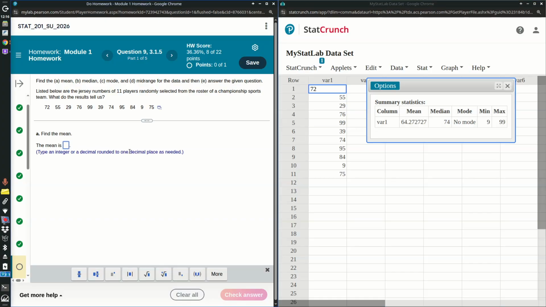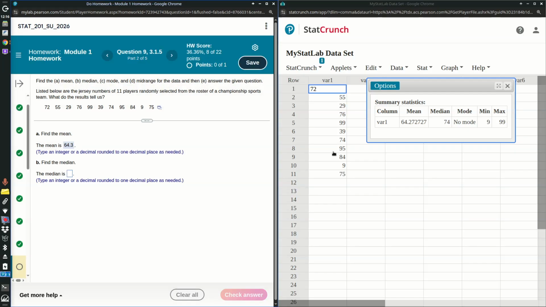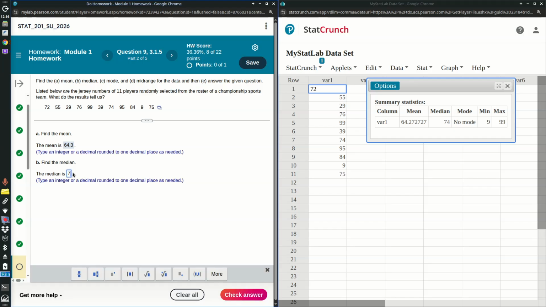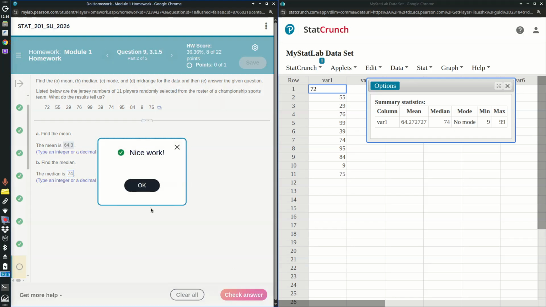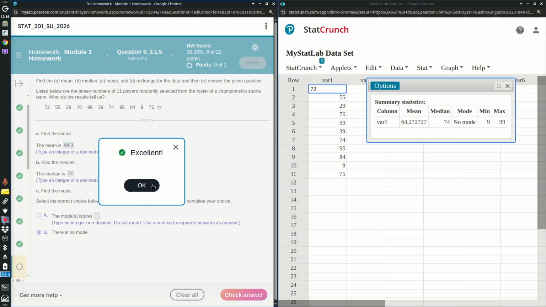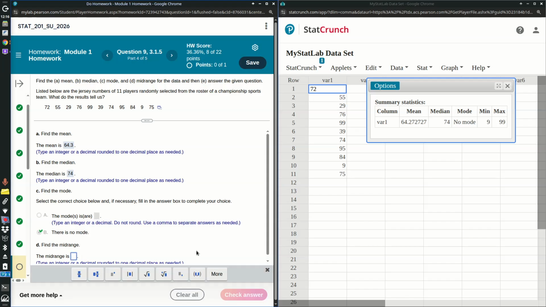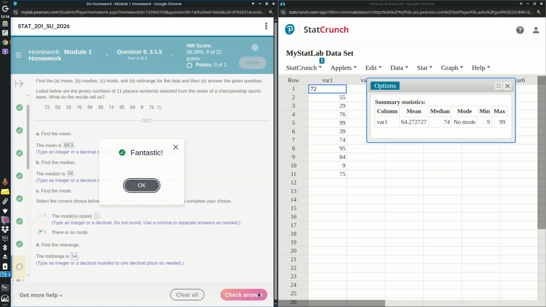So always pay attention to how many decimals it asks for. So in this case, it's going to be 64.3 when we round to one place. The 7 bumps up the 2 to a 3. And then the median is 74. That's the middle number when you order the data. And then there's no mode, which means no number is repeated. And then the mid-range, what you want to do is add the min and the max and divide by 2. So 9 plus 99 is 108, and 108 divided by 2 is 54. And that's how you get the mid-range.